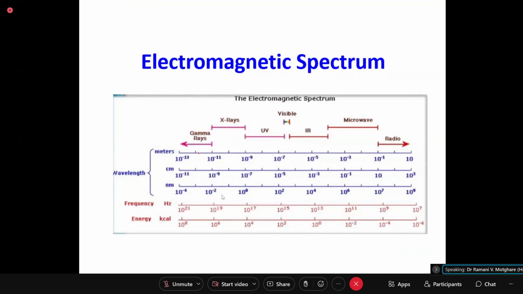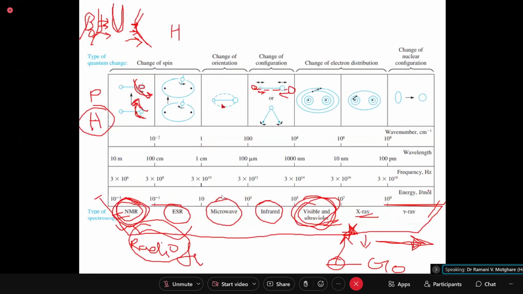Now, this is exactly reverse. Here is your gamma radiation having high energy. The energy is 10 to the power 9 joules per mole, the frequency is 3 into 10 to the power 18 hertz, the wavelength is 100 picometer, and the wave number is 10 to the power 8. Now, we generally talk in terms of wavelength always. So, these things are important.